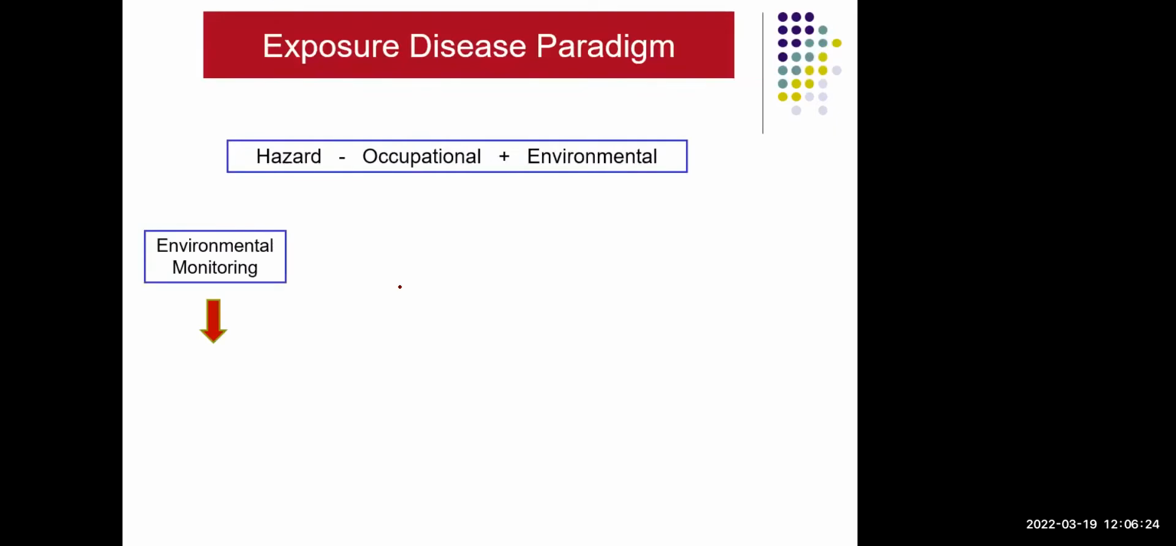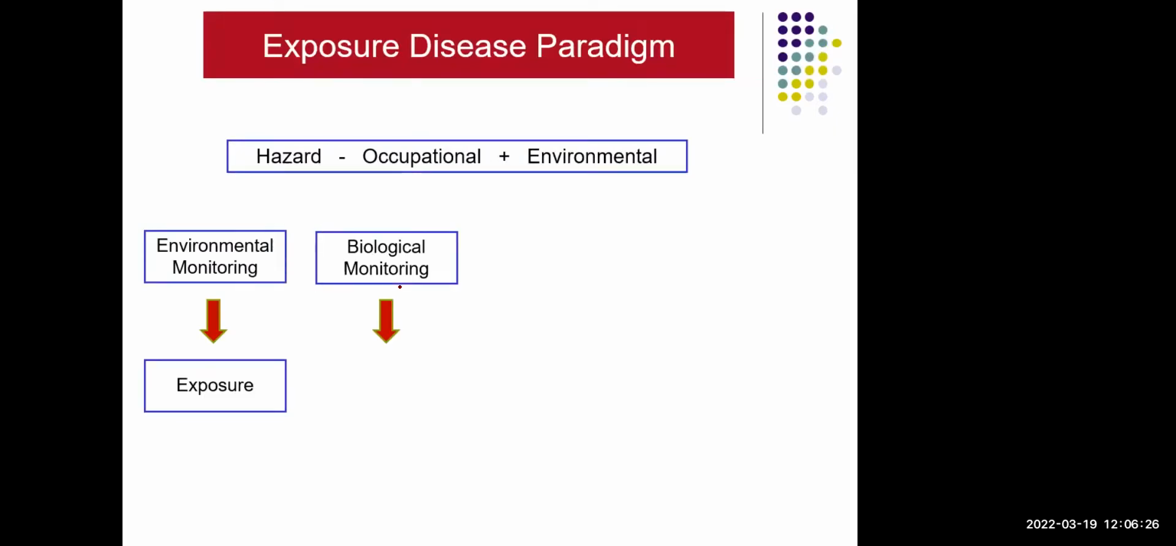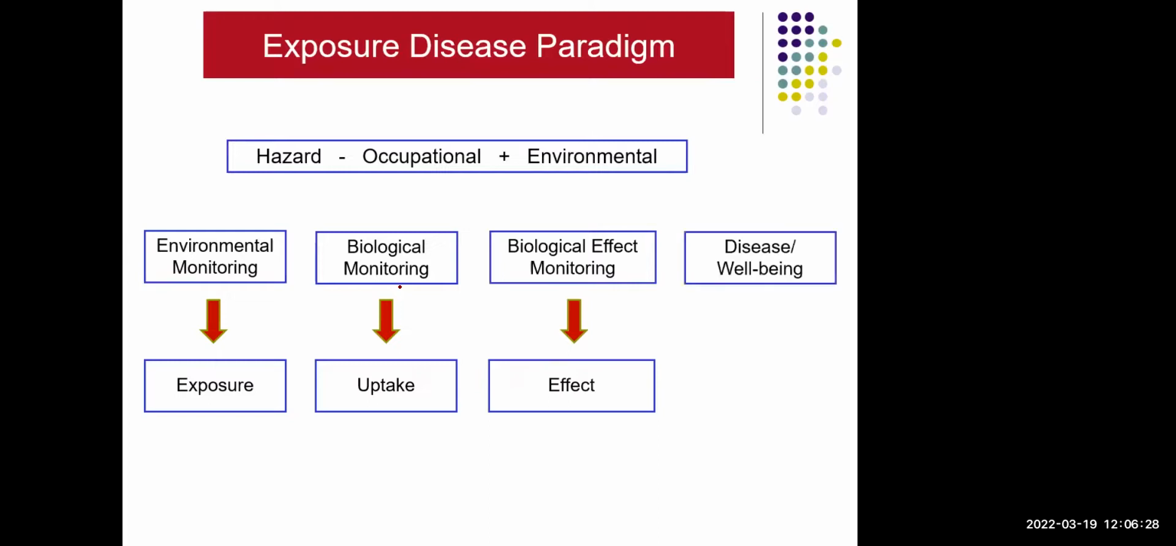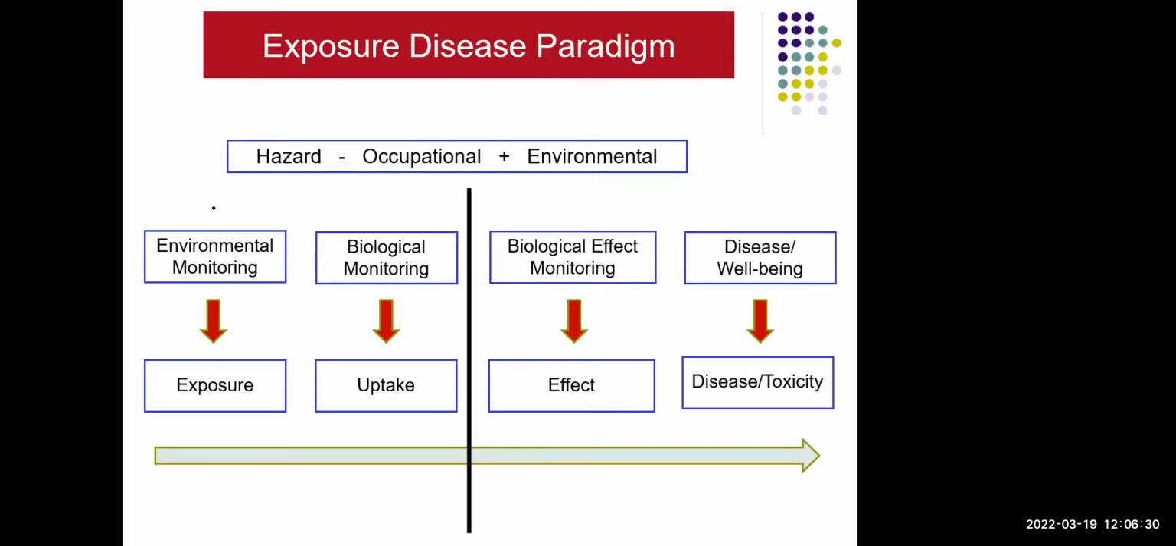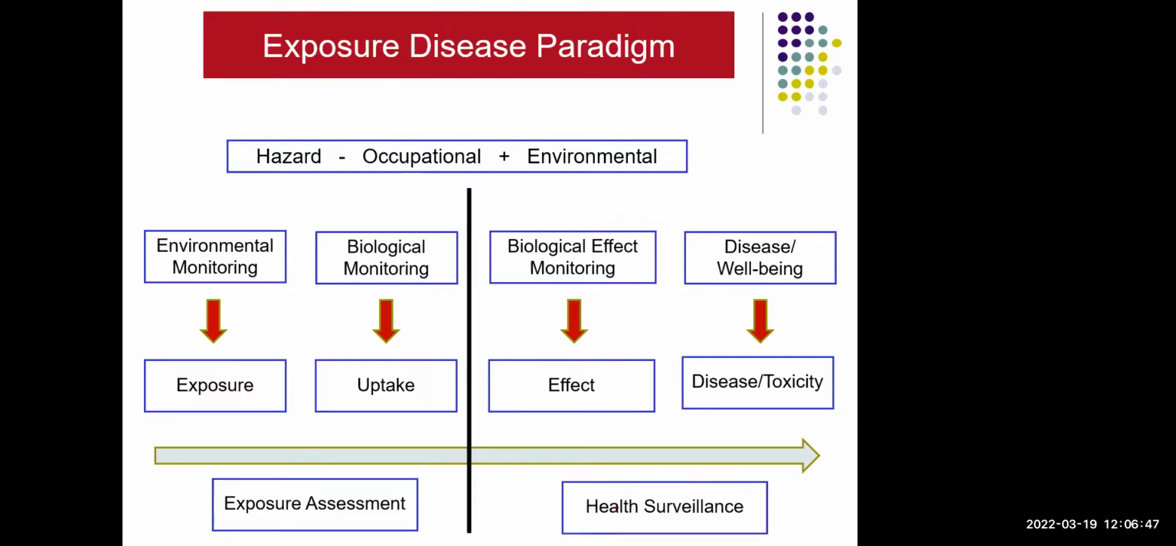So let us just consider in a nutshell. Environmental monitoring: you evaluate the exposure. Biological monitoring: you evaluate the uptake. Biological effect monitoring: the chemical has gone inside and has damaged the organs, the effect. And disease and well-being: how the person is. So the first part is exposure assessment, and this is a part of health surveillance.